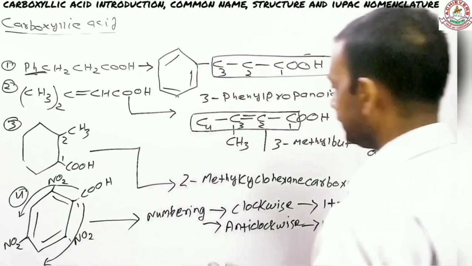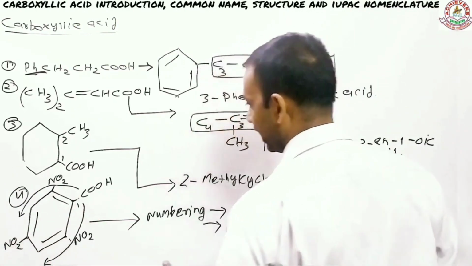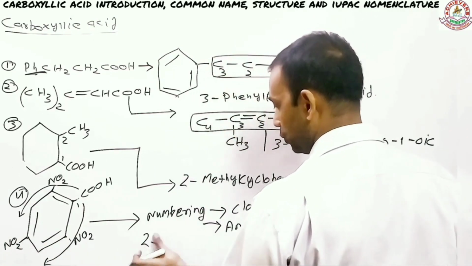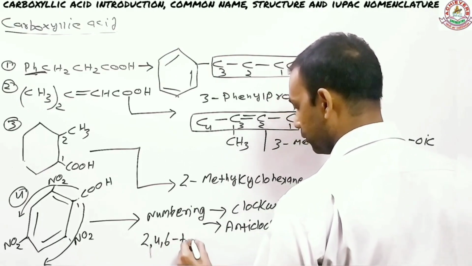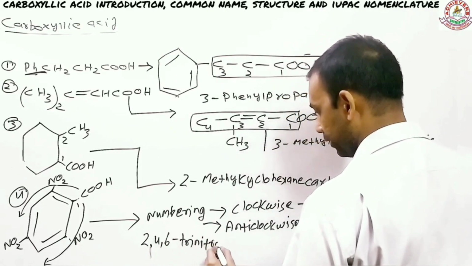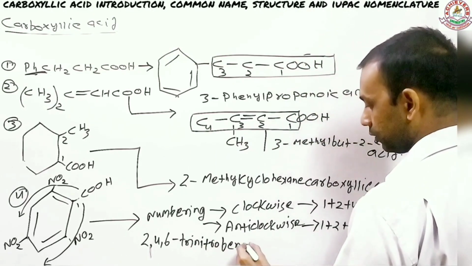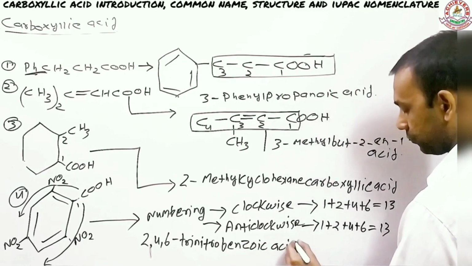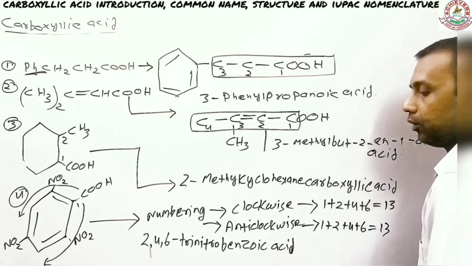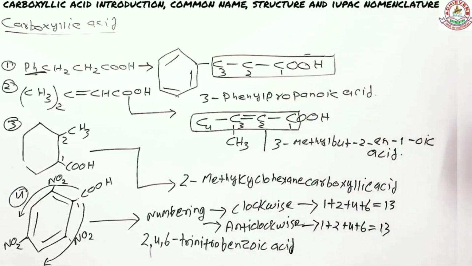So what is this going to be? This is going to be 2, 4, 6 trinitrobenzoic acid. Right? So this is how you can do the nomenclature part as well. Let me write this aside here so that if you need a screenshot, you can take it.